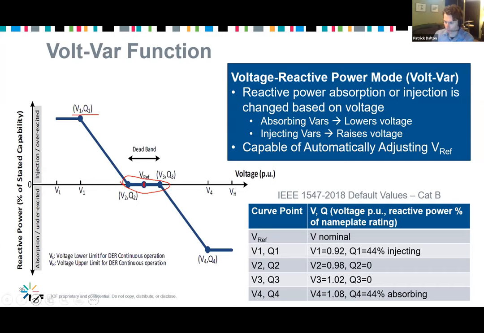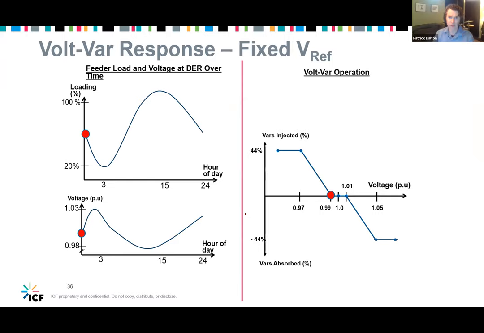There's a question if volt VAR is more effective with or without the dead band. I think a dead band is really necessary because of those control stability issues. And then there's a question about volt watt control, and I'll get to that when we get to that slide. So still focusing on a volt VAR response.